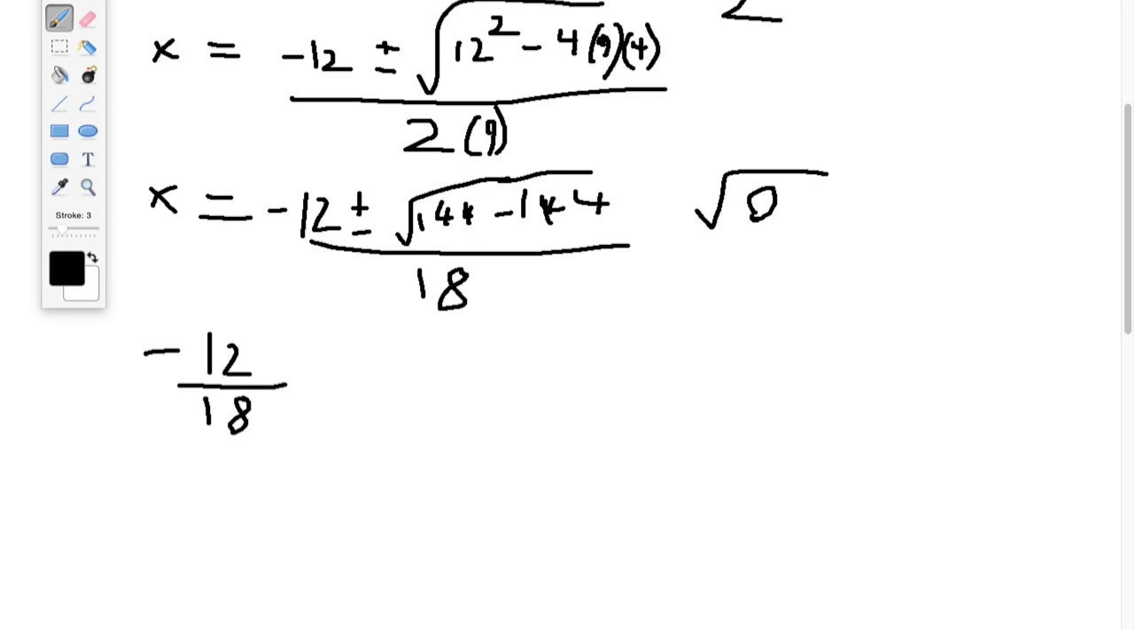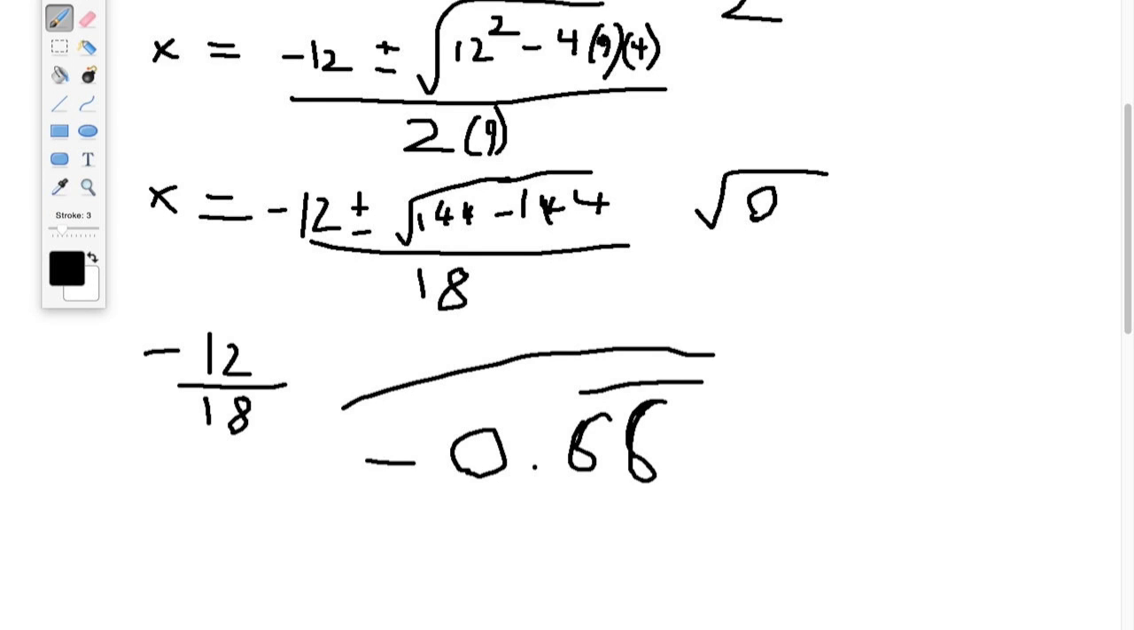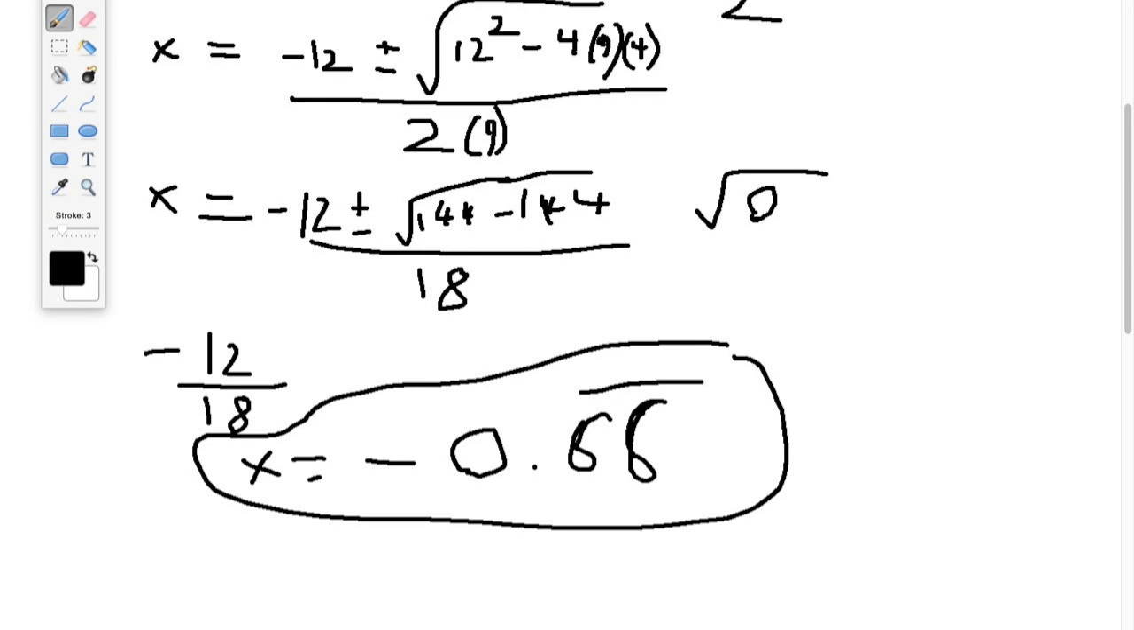And if we divide that, it's going to be negative 0.66, repeating over and over and over. So this would be our answer. Well, x equals this. And then there's one last type of equation that I want to go over.